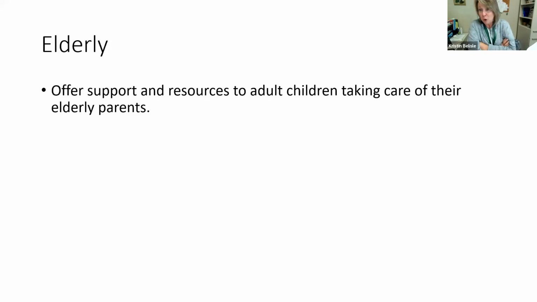The elderly. Now we're going to go to the other end of the spectrum, because if you look at poverty, the elderly are at a high risk. We need to offer support and resources to adult children taking care of their elder parents. It is difficult to take care of someone who, first of all, took care of you, and then has been taking care of themselves all of their adult lives. Now, all of a sudden, they're needing help, they're needing care. It becomes very frustrating, not only for the elderly parent, but for the caregiver, the adult child.